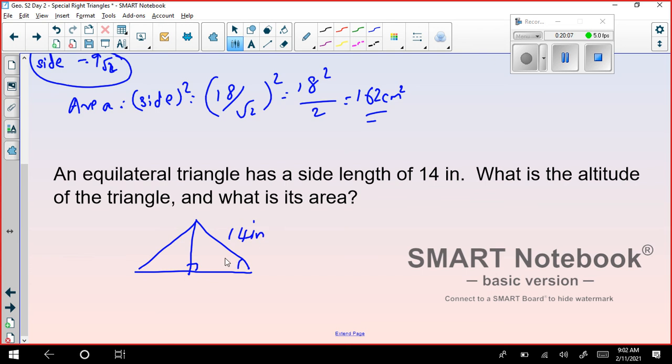So this is 60 degrees. This is 60 degrees. And this is 30 degrees, right? Because the altitude will act like the bisector for this angle. So this is 14 inches. We have a 30, 60, 90 triangle. You are asked to find the altitude. Okay, I'll call it A. So use your chart and tell me the value of the altitude.